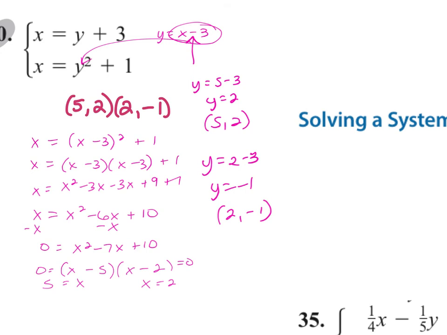So if you could avoid the foiling, I would. I would just take this and plug it in here. You're still going to have to factor it. But at least you don't have to expand and FOIL and then factor. It's a little less work.